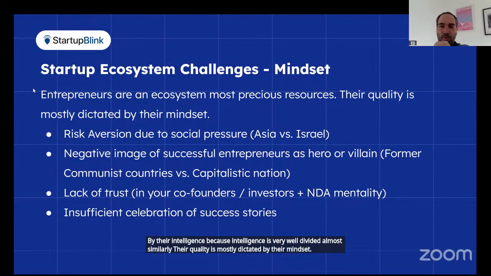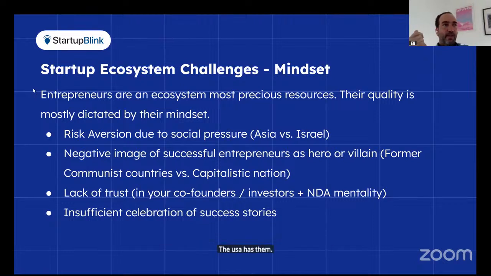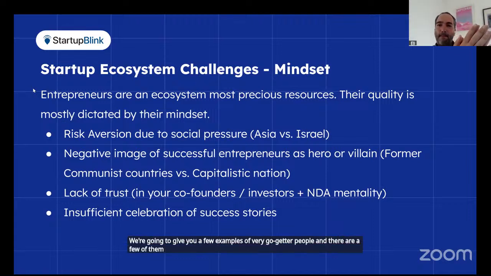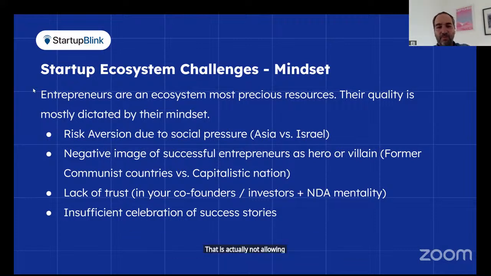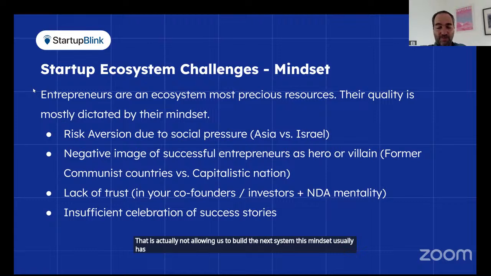Now, if you have entrepreneurs that are go-getters and are just getting the job done, going global, not thinking about risks and so on, you're going to win. And there are a few countries in the world that have them. The USA has them, Sweden has them, Israel has them, and also the Netherlands, for example. We're going to give you a few examples of very go-getter people, and then there are a few countries that are bound by a mindset that is not allowing them to build an ecosystem. This mindset usually has to do with risk aversion, mainly due to social pressure.